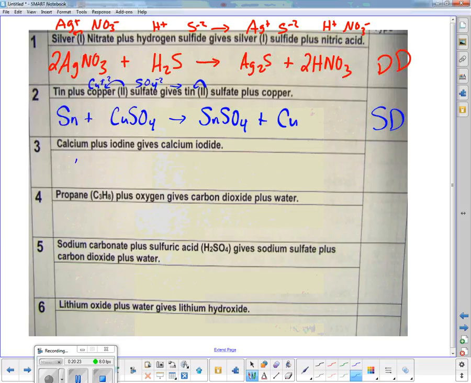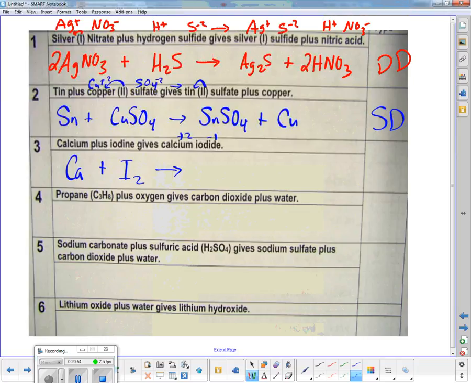Calcium, that's just an element, Ca, plus iodine. Now, iodine is one of our Brinclhof, the diatomics, or the twins. So it's going to be I2. That's why we need to remember the Brinclhof or the twins. Gives calcium's in the second column. It is going to be a plus 2. Iodine's 1 away from being a noble gas. It'll be a minus 1.